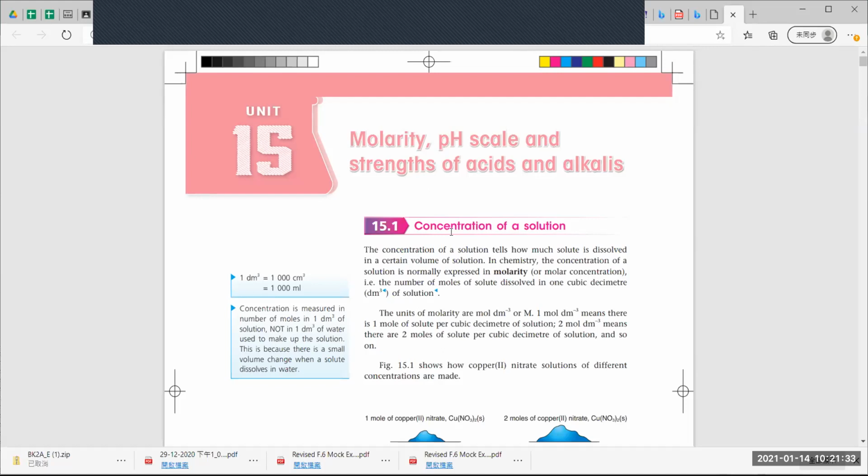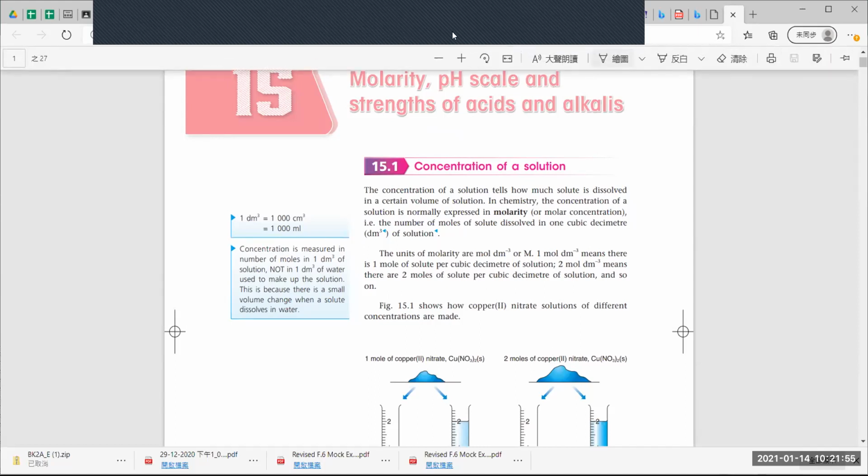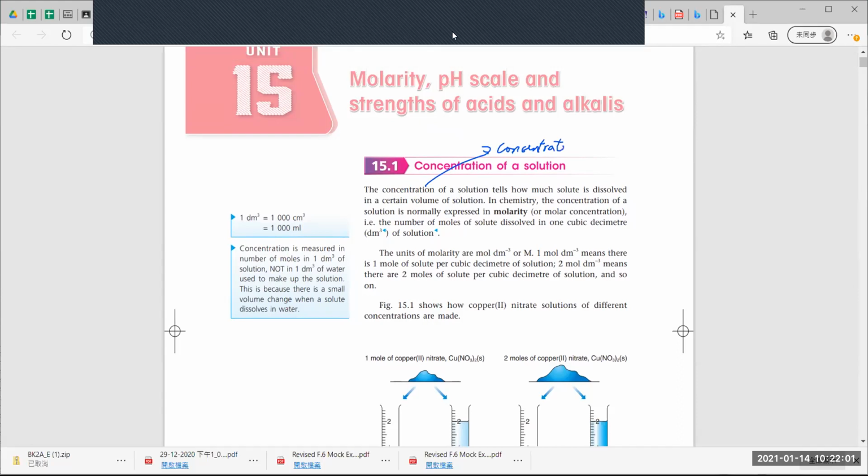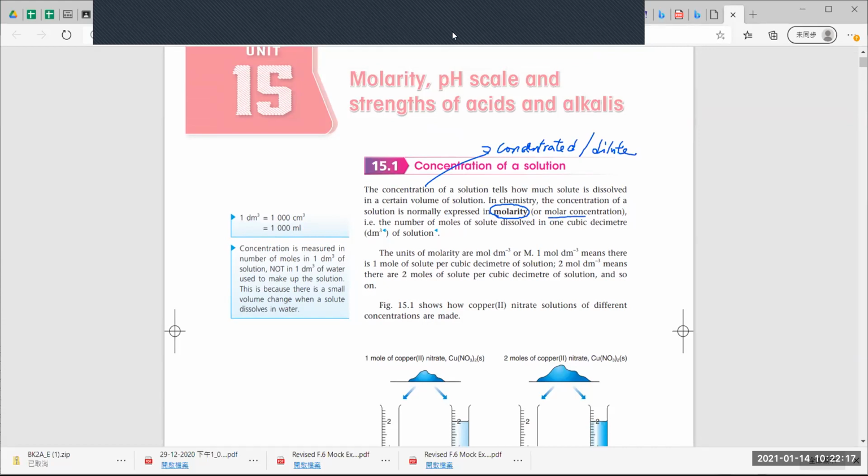If you want to know something more about pH, you need to know how to calculate the concentration of something. Concentration tells you how much solute is dissolved in a certain volume of solution. The descriptive words to describe the concentration are concentrated or dilute, right? It is somewhat descriptive, but just qualitative, not quantitative. So in chemistry, we would consider it as the molarity, or the molar concentration.